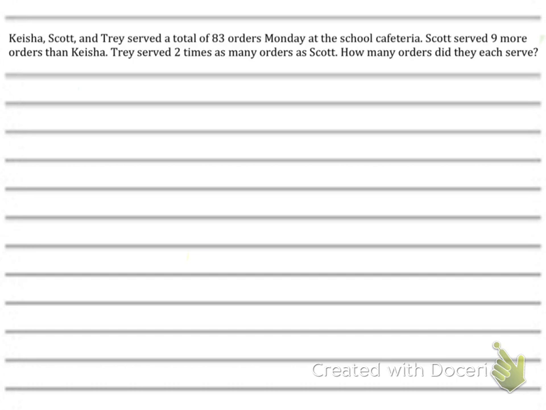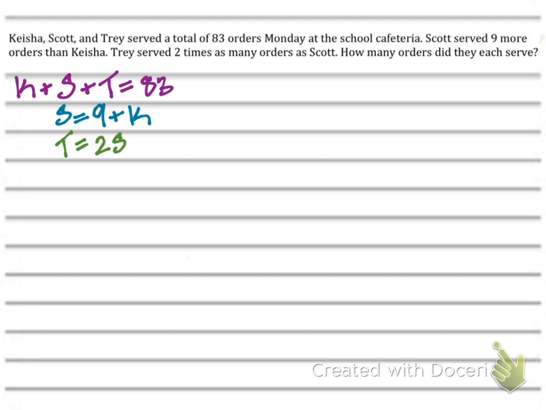All right, we have Keisha, Scott, and Trey with a total of 83 orders. So K plus S plus T, 83. Now here it does matter who did what, right? So that's why I'm going to go ahead and use their first initial to keep track. Scott served 9 more than Keisha. So Scott is 9 plus K. And Trey is 2 times Scott. You cool with the equations?